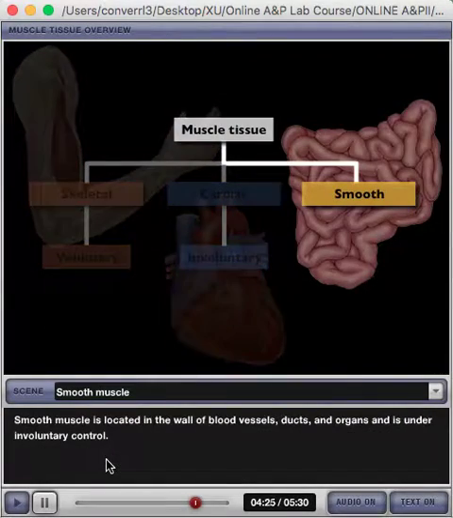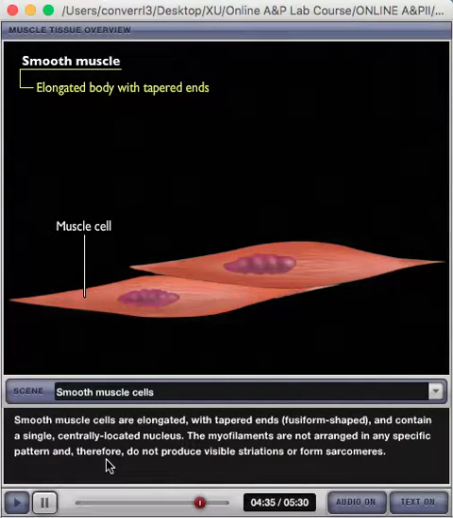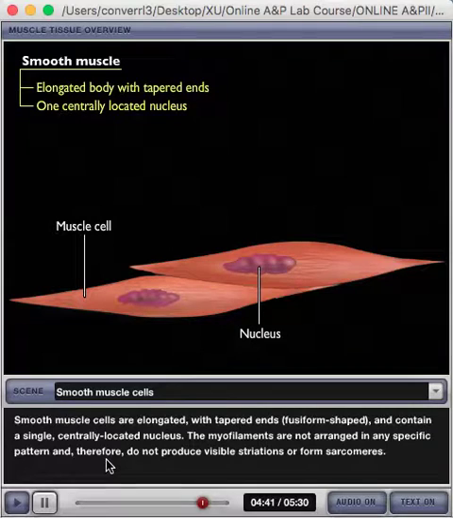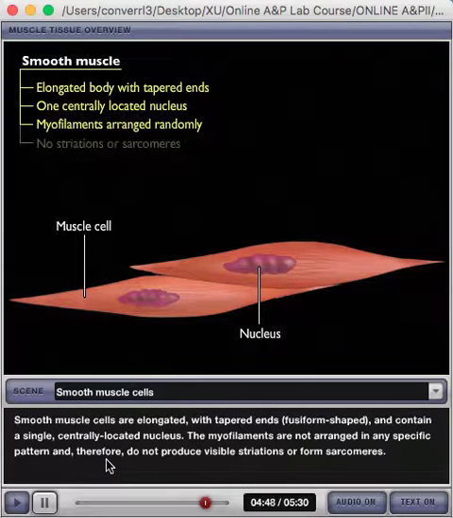Smooth muscle is located in the wall of blood vessels, ducts, and organs, and is under involuntary control. Smooth muscle cells are elongated, with tapered ends, fusiform shaped, and contain a single centrally located nucleus. The myofilaments are not arranged in any specific pattern, and therefore do not produce visible striations or form sarcomeres.